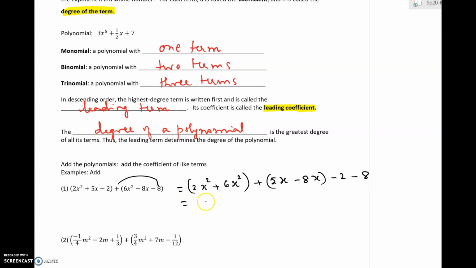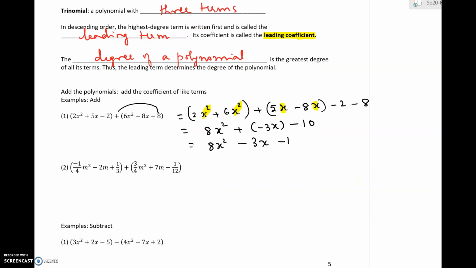So it is 2x squared plus 6x squared, which is 8x squared. 5x minus 8x, that is a negative 3x. Then negative 2 minus 8, which is a negative 10. So it's 8x squared minus 3x minus 10. So we're adding the like terms. The x squared terms are the like terms. The x terms are the like terms. And then the numbers.